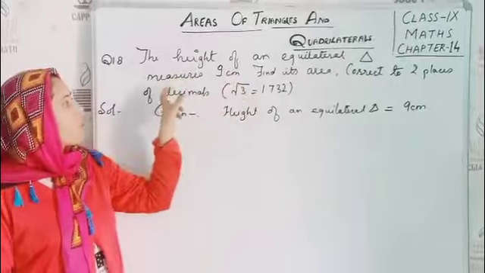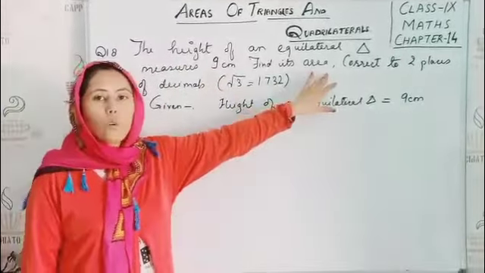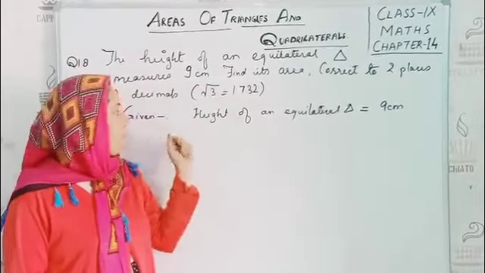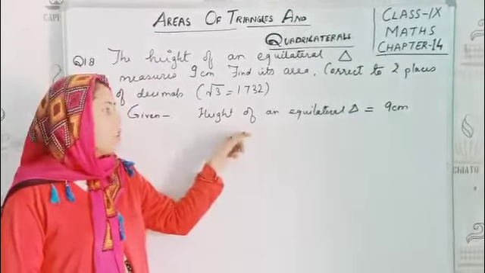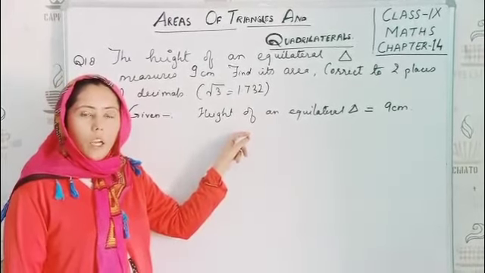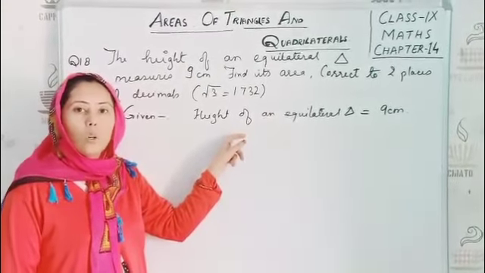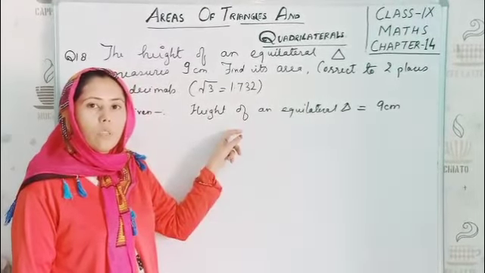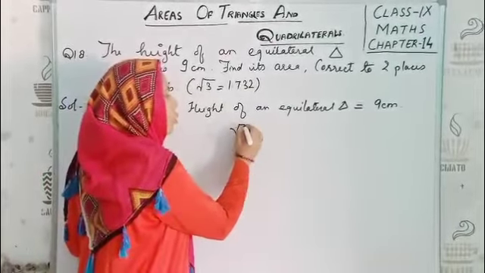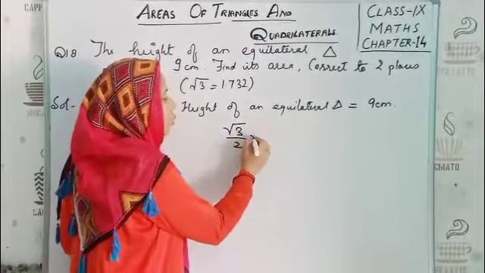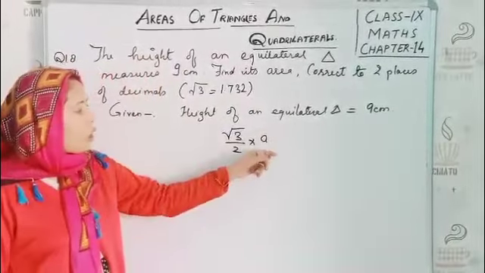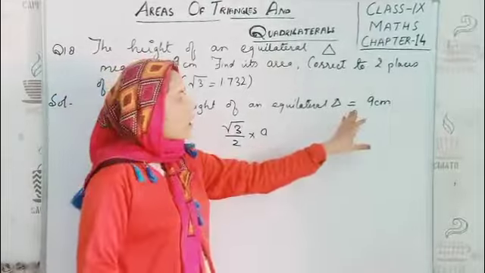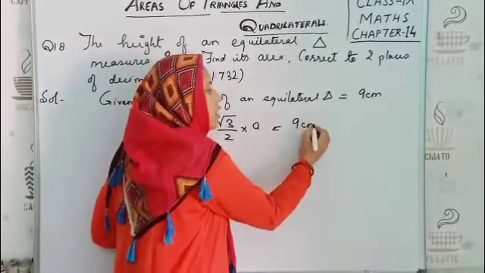Now question number 18. The height of an equilateral triangle measures 9 centimeter, and they said to find the area and correct it to 2 decimal places. And the value of root 3 is given. Now given is the height of an equilateral triangle, and during the introduction I told you one formula. What is that? Height of an equilateral triangle is equal to root 3 by 2 multiplied by A. And what is A? Length of side of the equilateral triangle. It is given, it is equal to 9 centimeter.